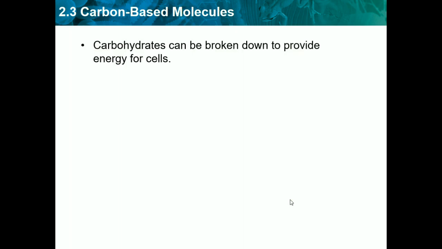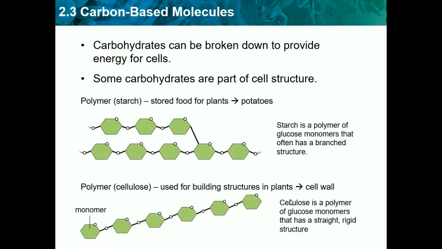So carbohydrates can be broken down to provide energy for cells, which we inferred earlier. Some carbohydrates are part of cell structure, so carbohydrates can also be incorporated in the structure of our cells. So the polymer, starch, the bigger piece, stores food for plants, which is the potato. The potato stores food. So that's how carbohydrates are in potatoes. Starch is a polymer of glucose monomers that often has a branch structure. So starch is the polymer and it has a branch structure, and it's made of the glucose monomer.